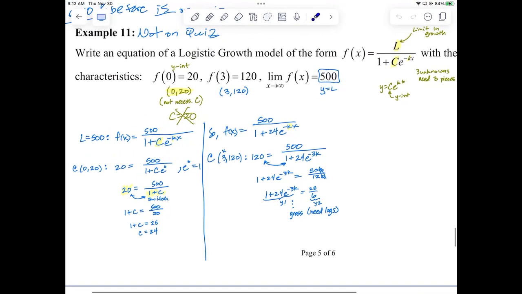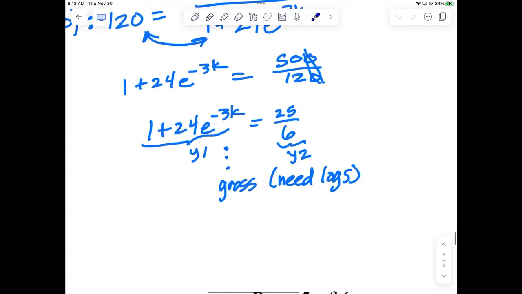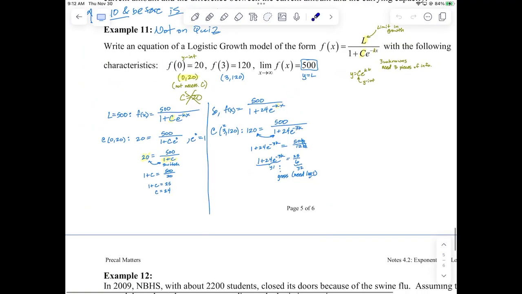So you could graph this in y1, just like we did on the quiz. Graph the left side in y1, graph that in y2, solve for k. You got 3 decimals, and then all you do at the end is you plug that value of k. Let's just say you get k equals 3.14. Okay, you won't, that's pi, right?